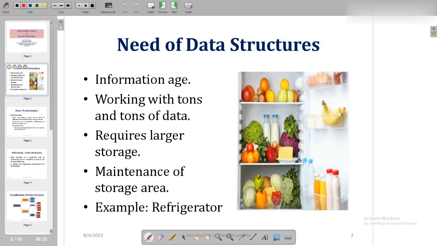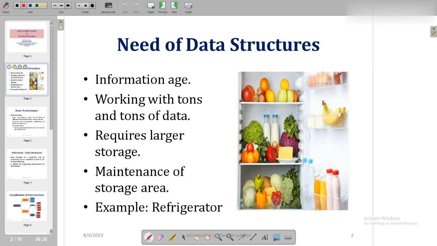We have to store all that information in a storage area. If we want to store tons and tons of information, then think about the memory size, storage size. We need a larger storage for storing all this information. If the memory is very large, then think about the maintenance cost and the maintenance time. We want to use that storage area efficiently.